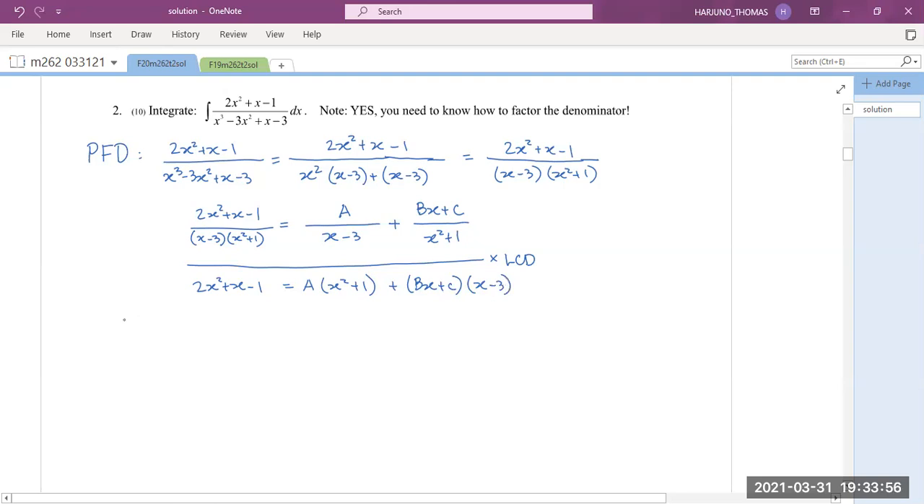The special number is x equals 3. So 2 times 3 squared plus 3 minus 1 equals a times 3 squared plus 1 plus 0. 18 plus 2, that's 20. This is 10a. Therefore, a equals 2.